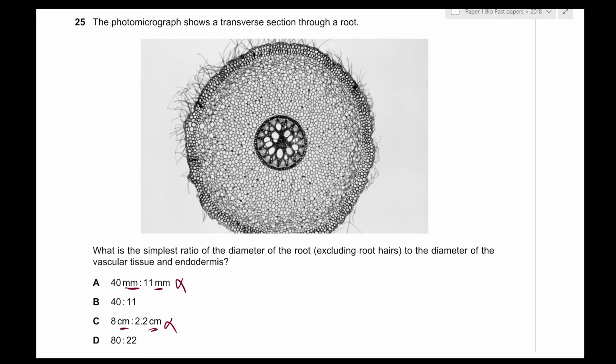And here, by common sense, the simplest ratio, we have 40:11 and 80:22. The simplest ratio must be 40:11 because the other one could be simplified further. Therefore, we do not actually need to do any calculations and the answer must be B.